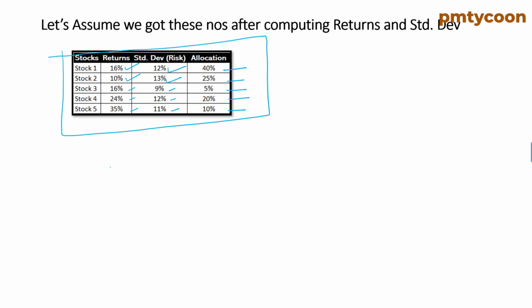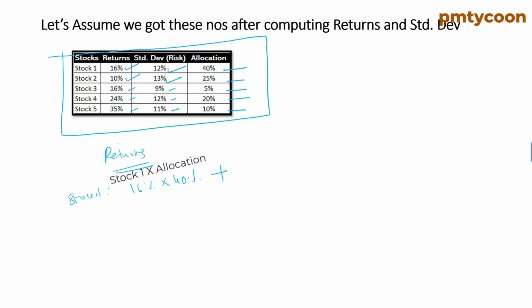So it is very simple. We have to use the weighted average method to calculate the returns. What I mean by weighted average is, let's first do the weighted average for returns. We're going to take stock 1. We're going to say 16% times 40%.